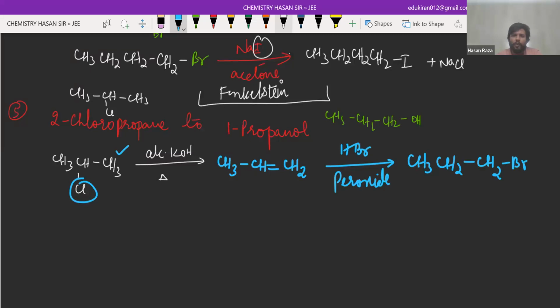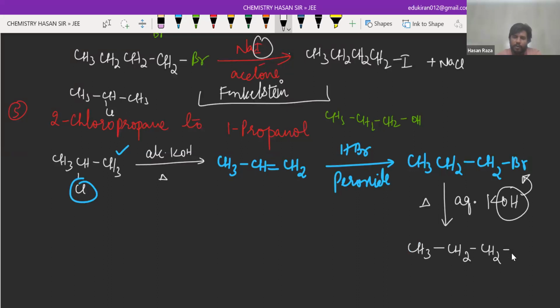After getting bromine, what I'm going to do? Again, I'm going to react this with aqueous KOH and heat. Aqueous KOH, OH will replace this and you will get CH3, CH2, CH2 and OH. This is how you can get this. Is this correct, Arif? Yes, I did this. Very good. Please do let me know when you are done with this.